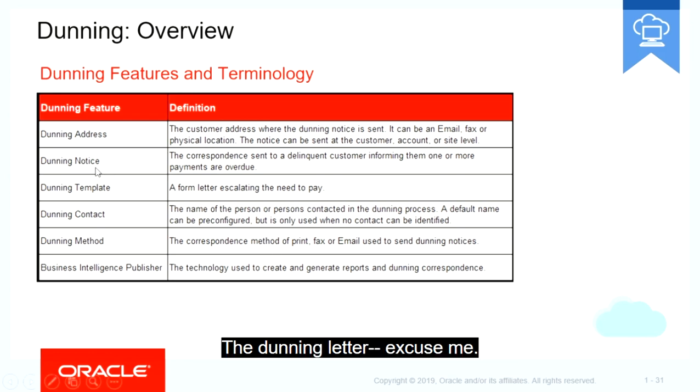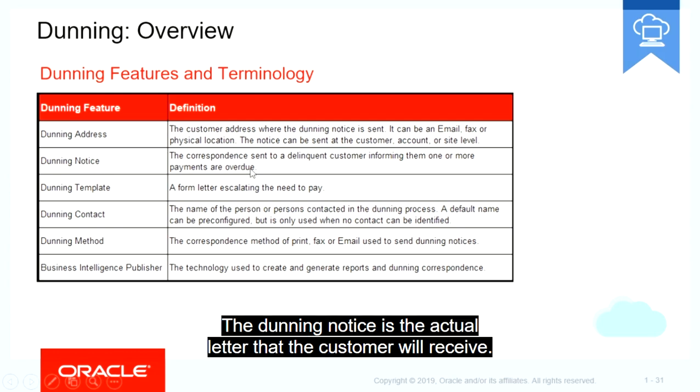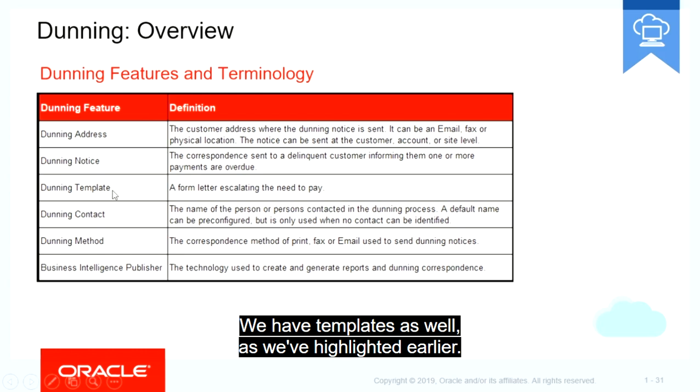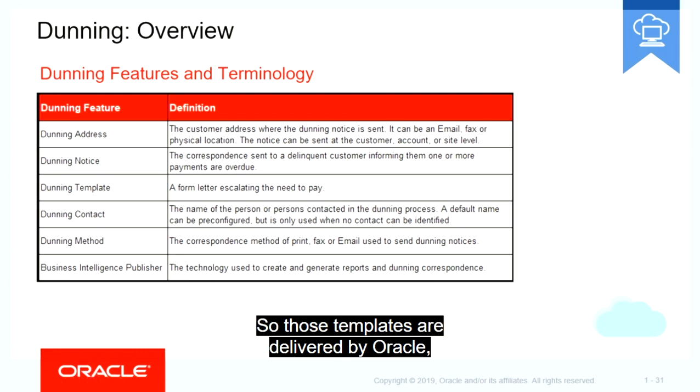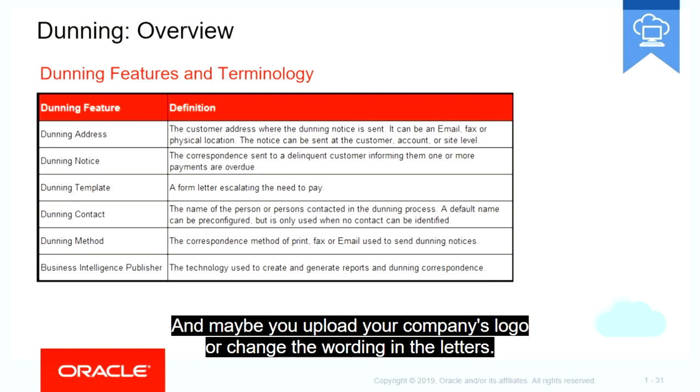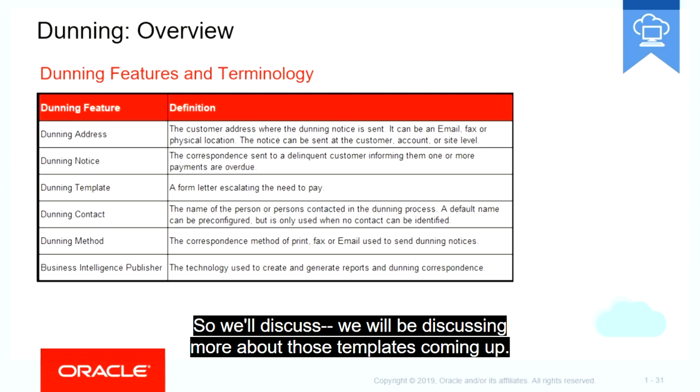The Dunning letter, the Dunning notice, is the actual letter that the customer will receive, and it will list transactions that are delinquent, that are overdue. We have templates as well, as we've highlighted earlier. Those templates are delivered by Oracle, and you have the ability to personalize them. Maybe you upload your company's logo or change the wording in the letters. We will be discussing more about those templates coming up.